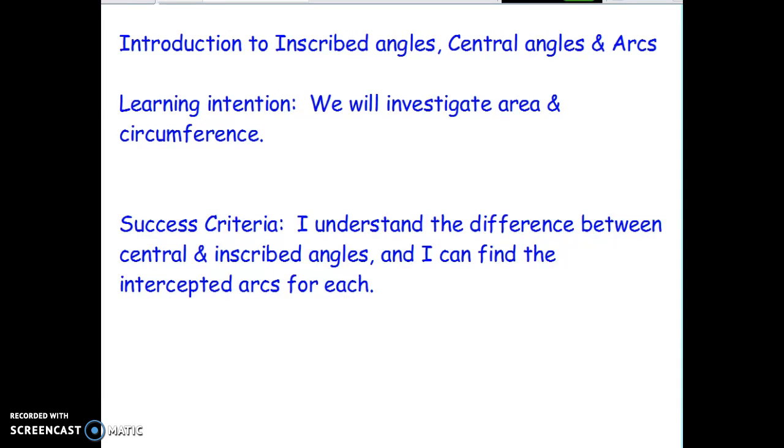Today what we want to be able to do is understand the difference between central angles and inscribed angles, and we want to be able to find intercepted arcs for each. We also want to go the opposite direction. If we're given an intercepted arc, we want to be able to find either the central or inscribed angle that goes along with that intercepted arc.